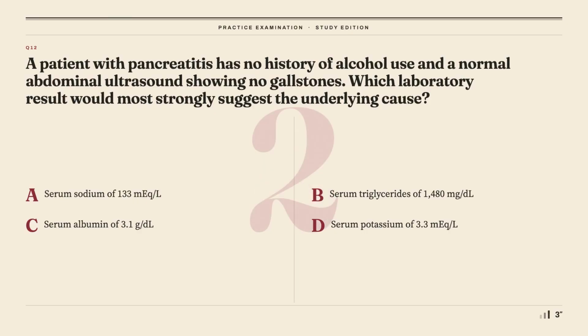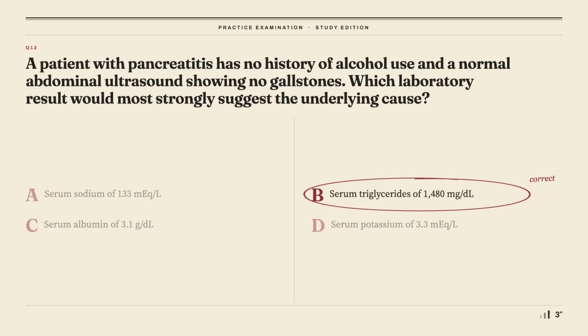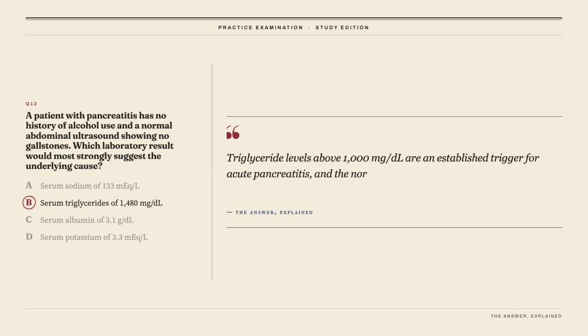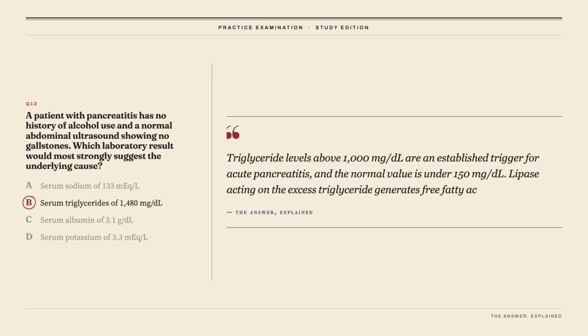The correct answer is B. Serum triglycerides of 1,480 mg/dl. B is correct because triglyceride levels above 1,000 mg/dl are an established trigger for acute pancreatitis, and the normal value is under 150 mg/dl. Lipase, acting on the excess triglyceride, generates free fatty acids that are directly toxic to pancreatic tissue. When gallstones and alcohol are both excluded, hypertriglyceridemia moves high on the list.